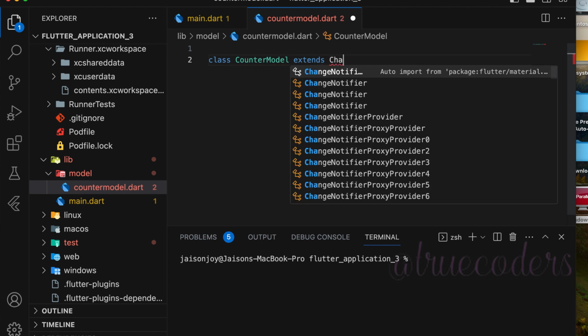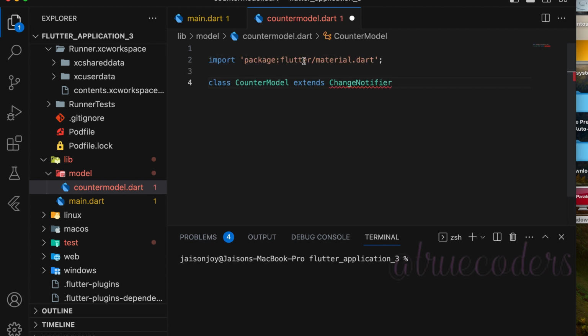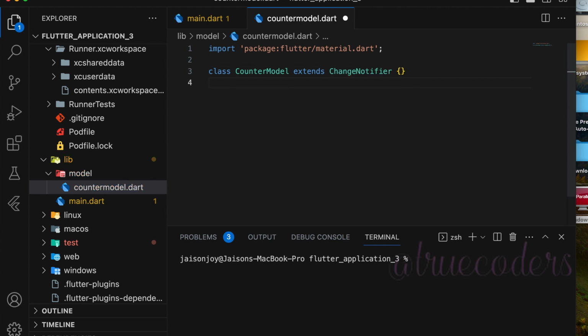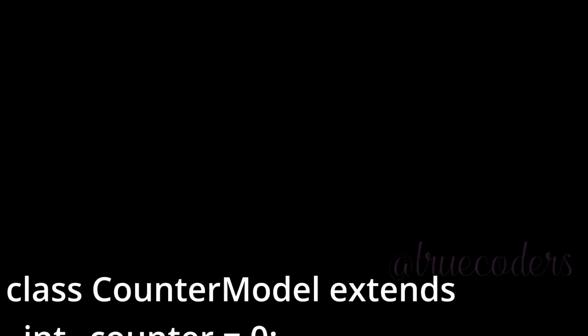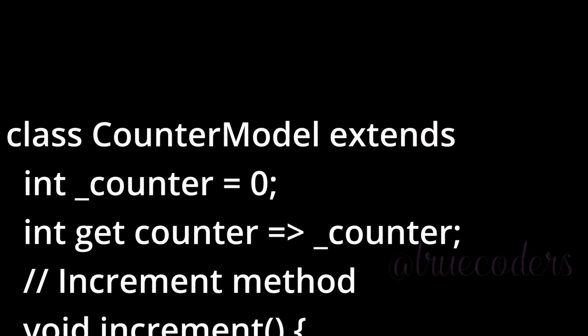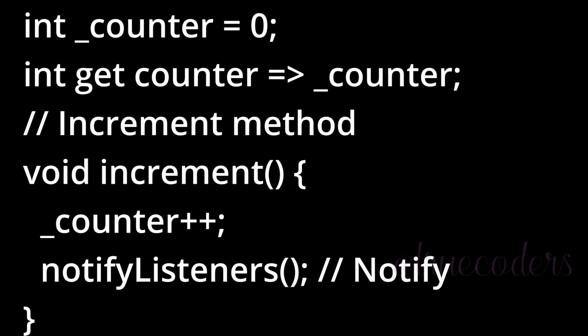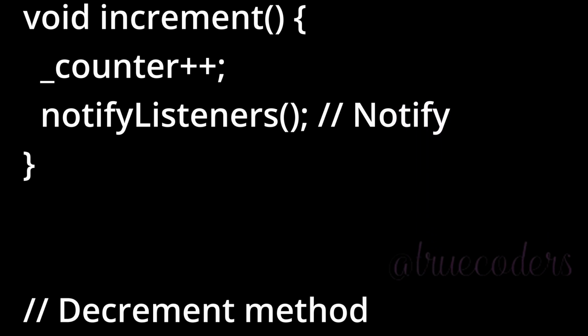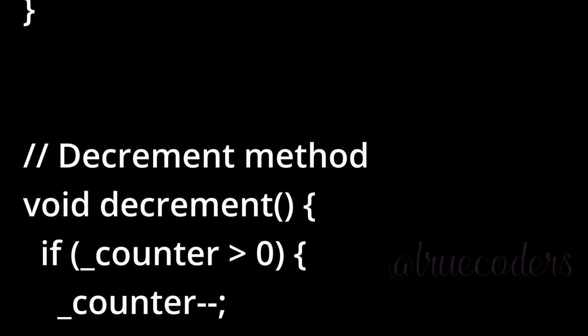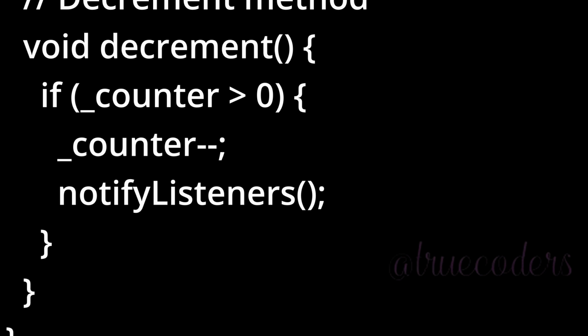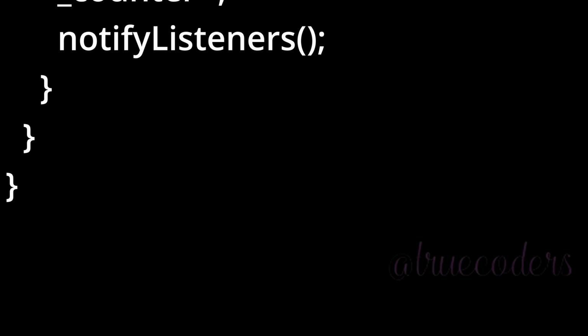By extending ChangeNotifier, this class can manage the state, like a counter value, and notify its listeners whenever the state changes. Purpose of CounterModel. This class is designed to manage a specific piece of app state, in this case, the counter value. It notifies other parts of the app when the state has been updated, so they can react accordingly and rebuild the UI.